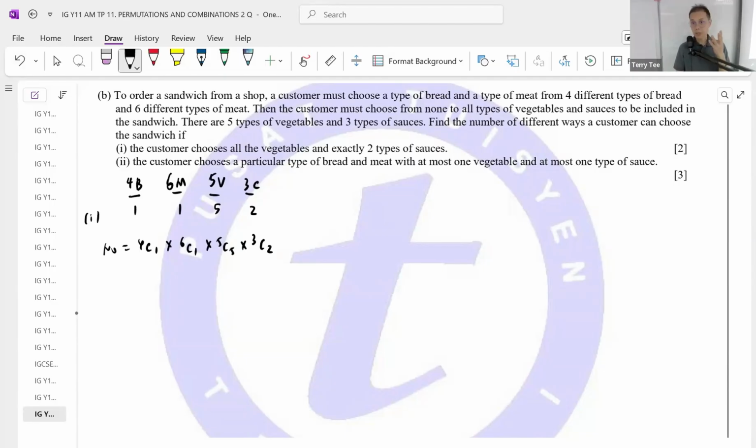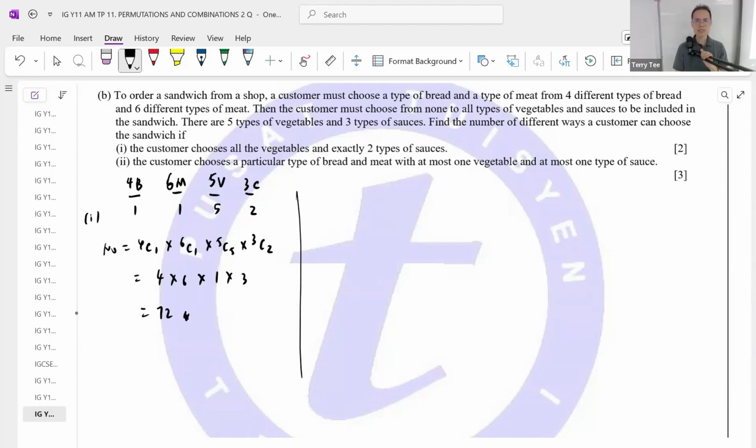Understand? 4 types of bread. Parmesan, oregano. What else? Wheat. What else? Italian. Last one? Honey oat. Something like that, right? This one is 6. 5C5 is 1. 3C2 is 3. 24 times 3, 72 again. Alright. Okay, next.